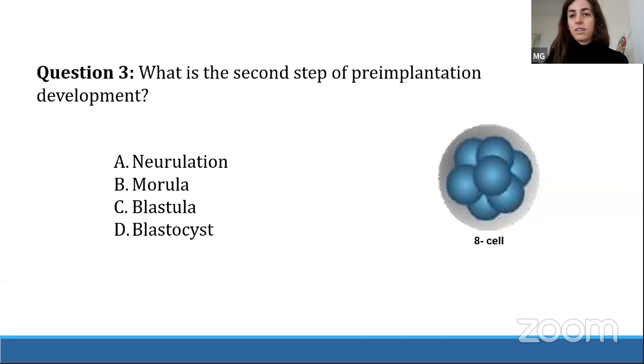I can see lots of chat. Yes, so that's correct. It's B, morula. Thank you for being reactive and posting in the chat. Great. So the second step is the morula that is compacted and differentiated.